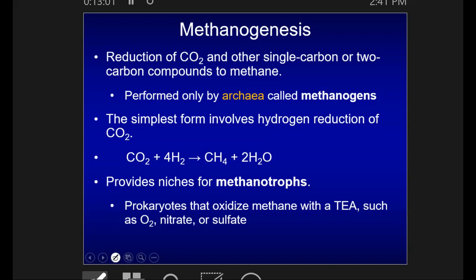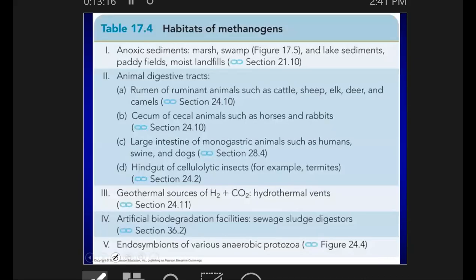So methanogens, these archaea, we may have some of them in us right now. There are a handful of archaea in our gastrointestinal tract, and they're found in other animals' gastrointestinal tracts. But you can find them a lot in swampy areas, marshy areas, lake sediments, paddy fields. Cows and cattle have probably been the best studied in terms of the methanogens that live in them. So they live in the rumen, which is part of the gastrointestinal tract. But they can be found in the cecum of horses and rabbits.